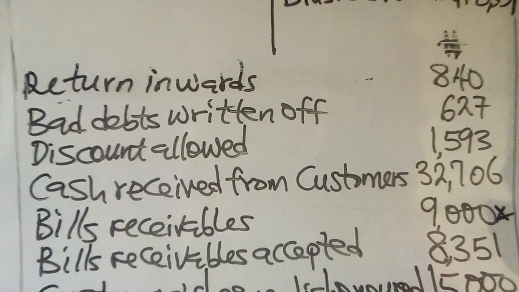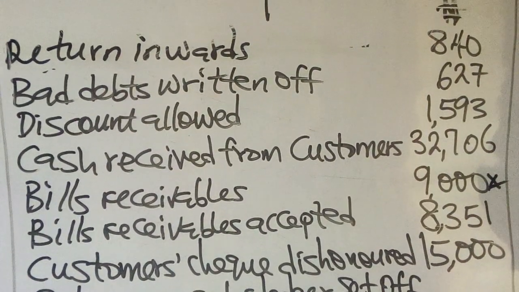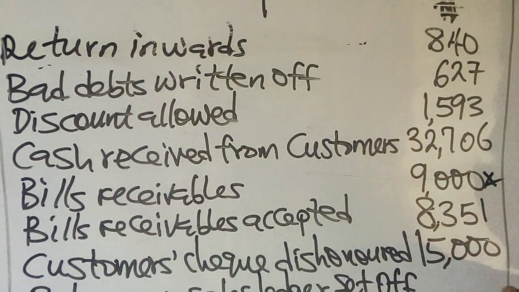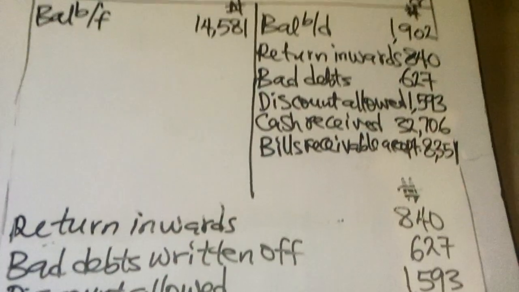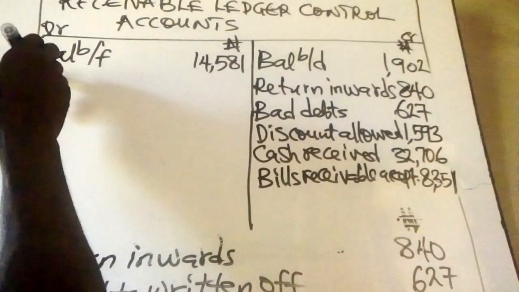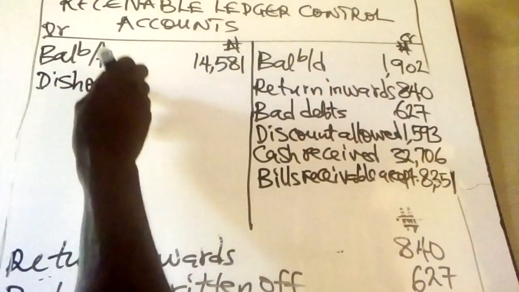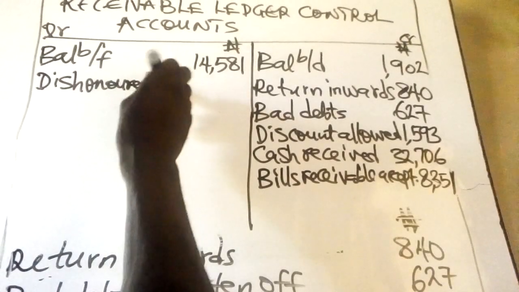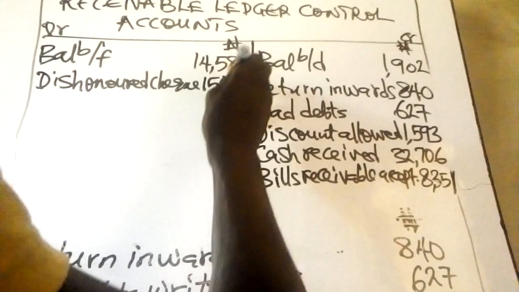Then the next item is customer's check dishonored of 15,000. That increases the customer's debt. Dishonored check. So since it increases the customer's debt, you debit it. Dishonored check, that is 15,000.